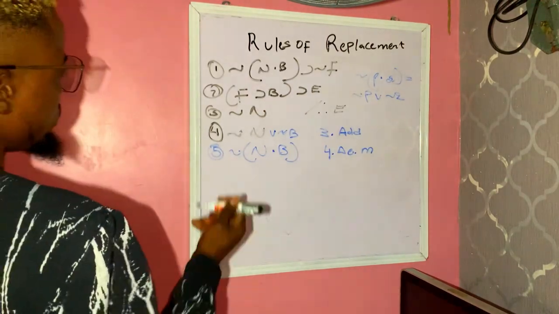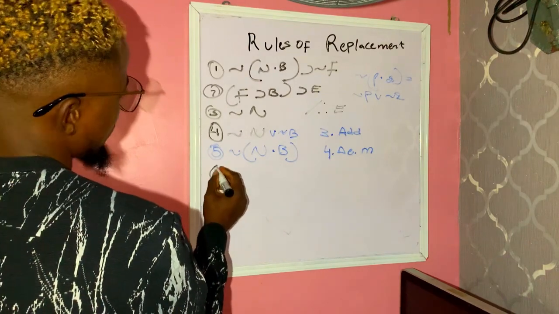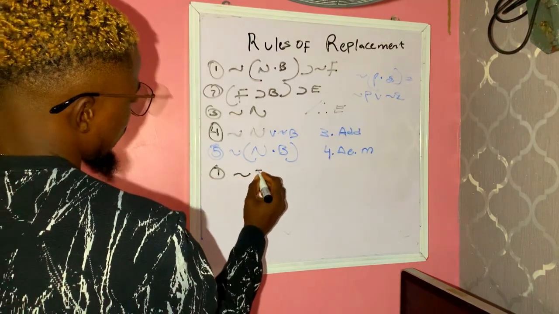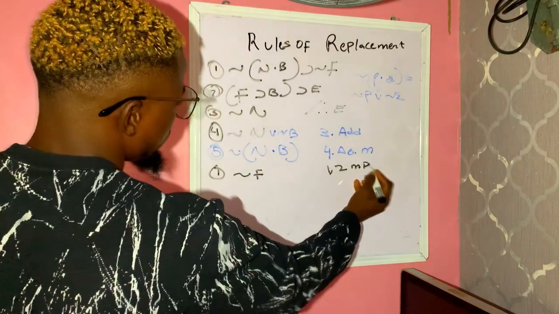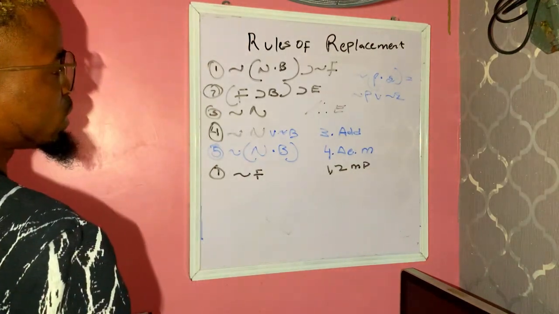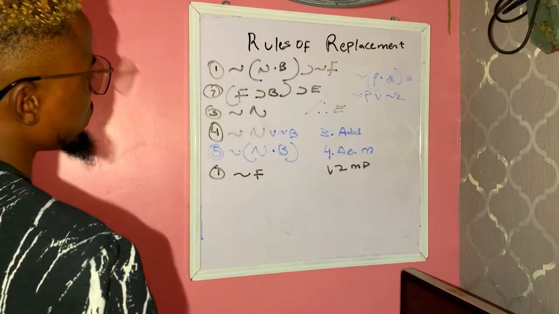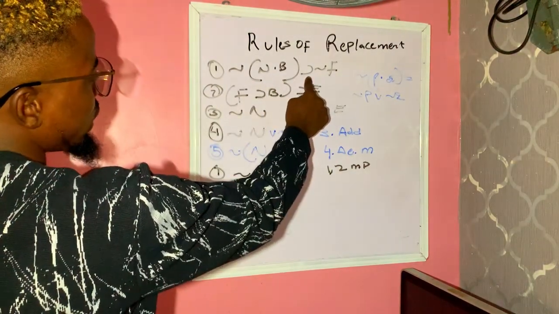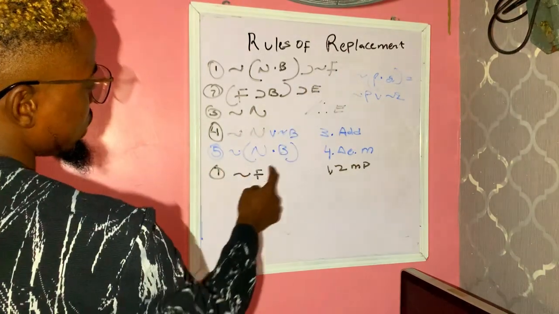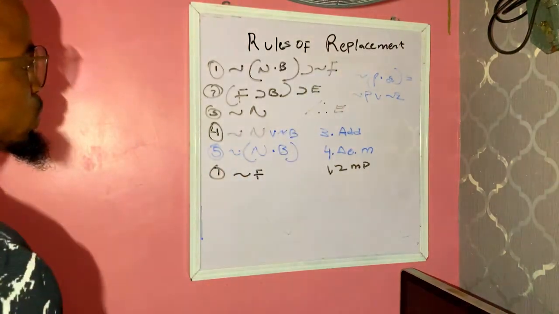Then moving on, line 6, I can say negation F, 1 and 5, MP. Don't forget that the rule of MP states that P implies Q, P, therefore Q. This is my P, from here to here is my P, implies Q, P, therefore Q.